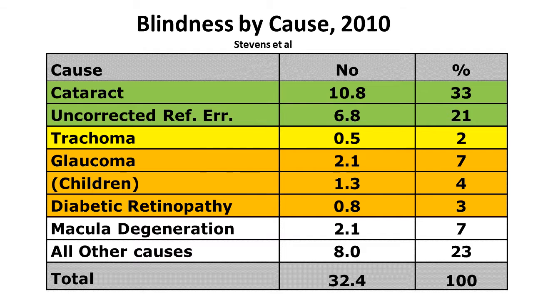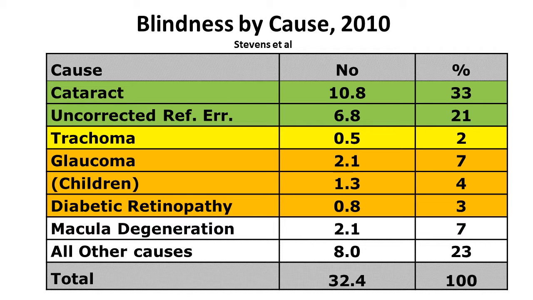So if we then ask what are the causes of blindness, again, this is the global burden of disease data for 2010, and you can see that cataract and uncorrected refractive error, which are obviously very treatable conditions, make up more than 50% of all the blindness in the world.